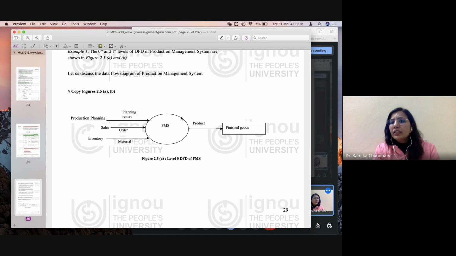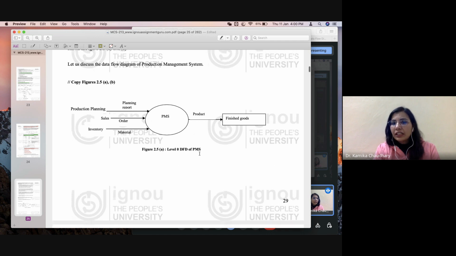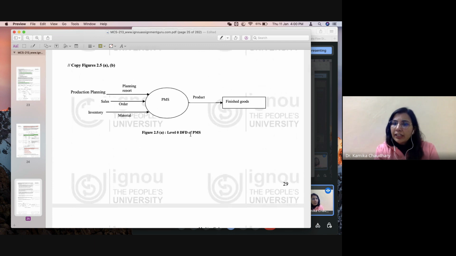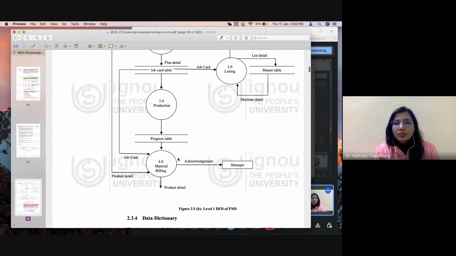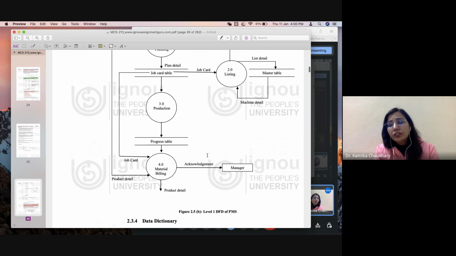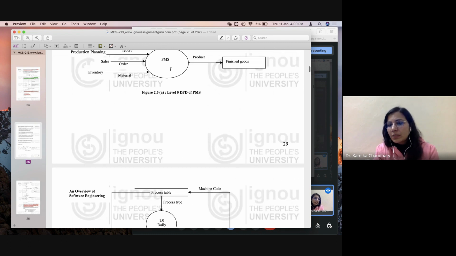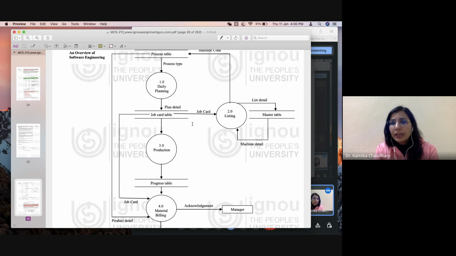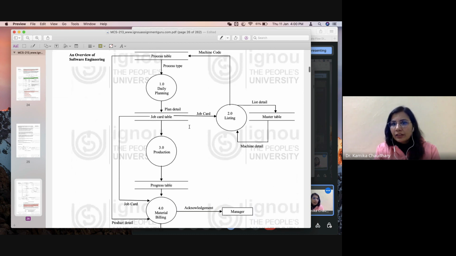The output of this production management system will be the product, and the finished goods. So this is how my level zero DFD looks. This level zero DFD is of the production management system. Now I will show the more detailed description of this entire process. Now see my level one DFD of this same system, the production management system. This is how it looks. Can you see it?